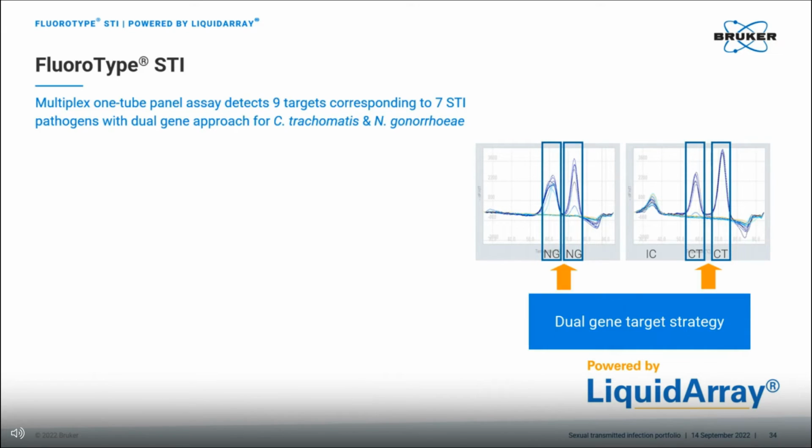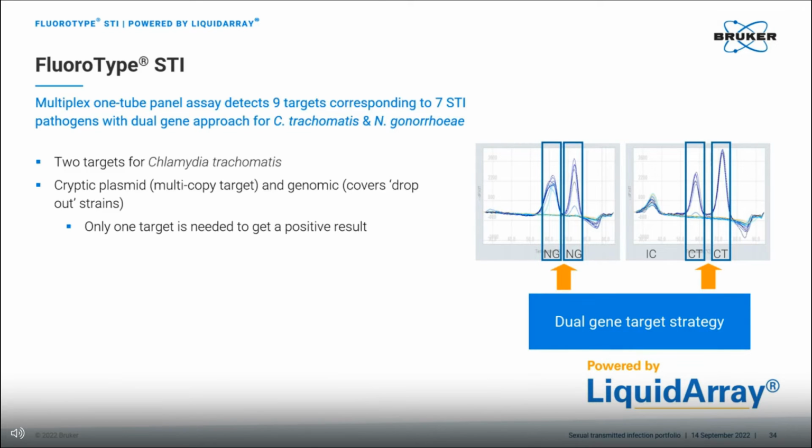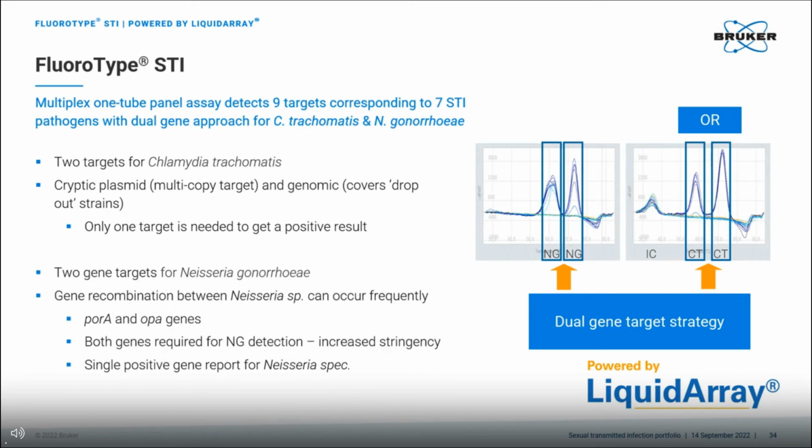So we have a dual gene target strategy for both Chlamydia trachomatis and Neisseria gonorrhea. The 2 targets for Chlamydia trachomatis ensure that we have full coverage across cryptic plasmid and genomic strains, but only 1 target is needed to get a positive result. So if you detect one or the other target sequence, you would get a positive result.